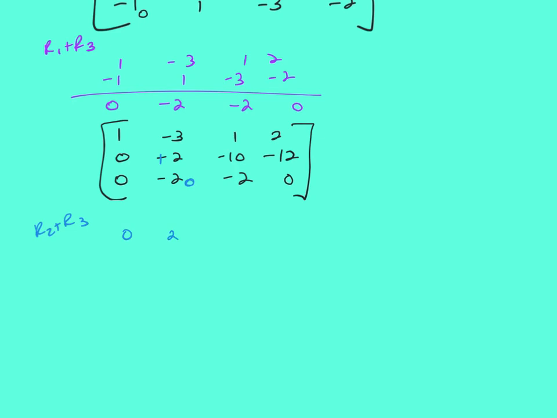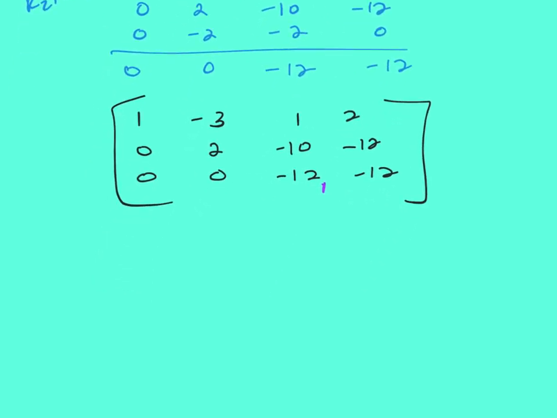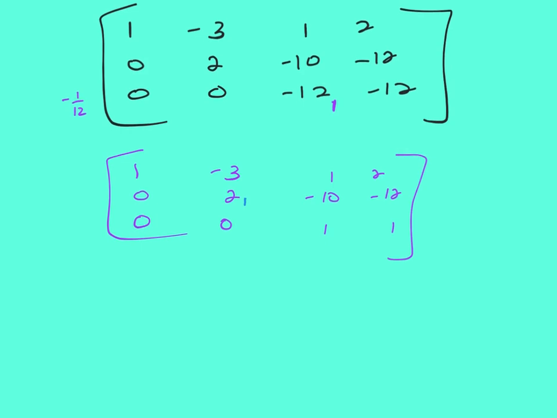So the perk to making sure you write out your steps is something just like that. We're going to make lots of mistakes. You want to minimize them as much as you can. So now 1, negative 3, 1, 2, 0, 2, negative 10, negative 12, 0, 0, negative 12, negative 12. Now this, I want to be a 1, so I can multiply by negative 1/12. You can multiply row 2 by 1/2. I need this to be a 1, so I multiply by its reciprocal, 1/2. That's row echelon. Yep, this is row echelon.